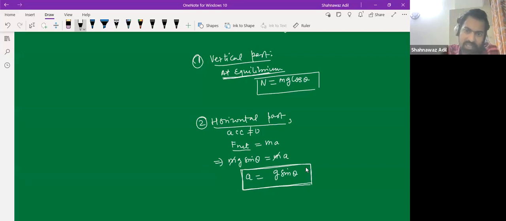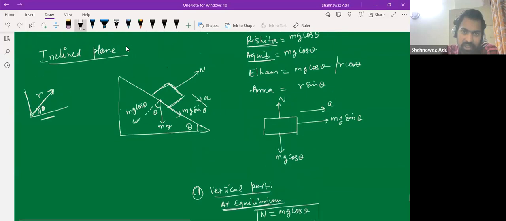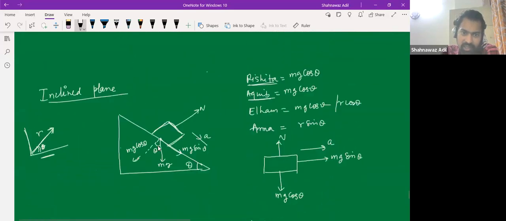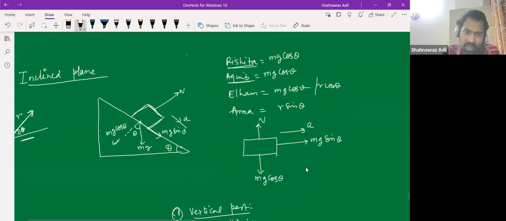If you have any questions, this part is very important. To understand this diagram is very important, and you will see many conditions of this kind of diagram, the inclined plane. If anything is not clear, please ask. Okay. Clear, sir. Okay, so please note down this part.